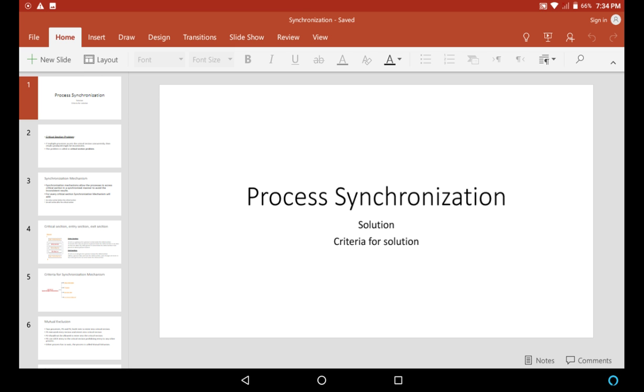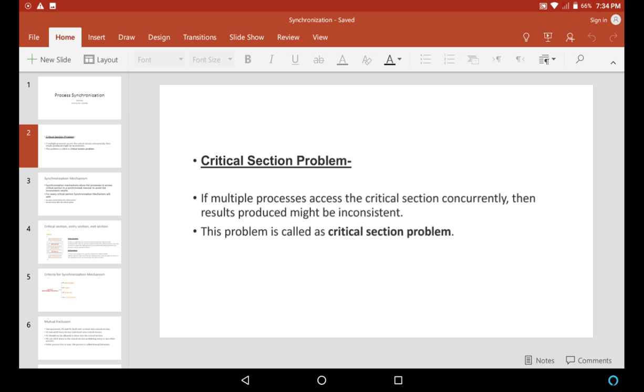But before talking about synchronization mechanisms, there are four rules to be followed by a mechanism for synchronization to be developed. Now there are certain solutions available, but one can write their own solution, but it should follow the rules given over here. So what are those rules? Before going to those rules, let's talk about the critical section problem. So we know what is critical section. If multiple processes try to access the critical section concurrently, then the results produced might be inconsistent. So this type of problem is called the critical section problem.